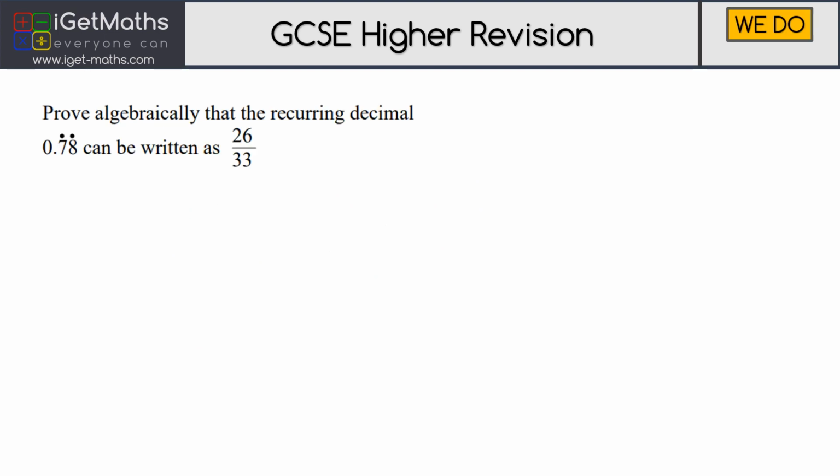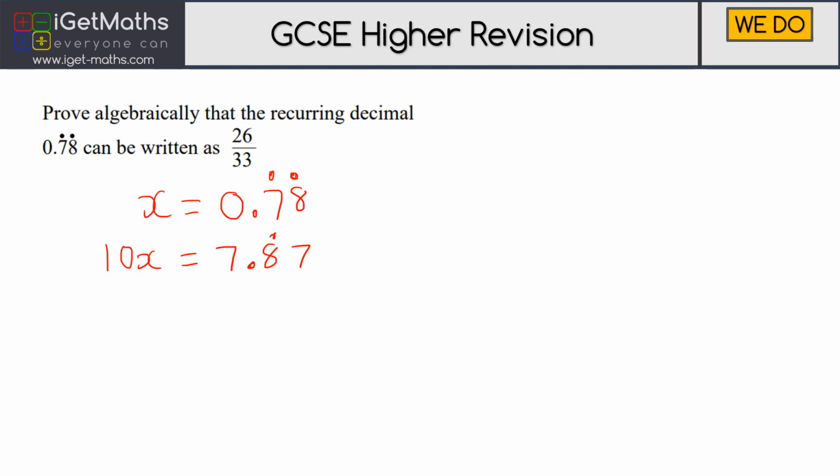Okay, so prove algebraically that the recurring decimal 0.78 recurring can be written as 26 over 33. So step 1, we're going to write x is equal to 0.78 recurring. And what we need to do is try to cancel out the recurring. So then we're going to multiply this by 10 to give us a 10x. That will move in place value to give us 7.87. If we were to subtract this, this would not cancel out.